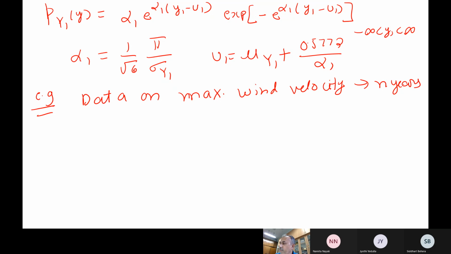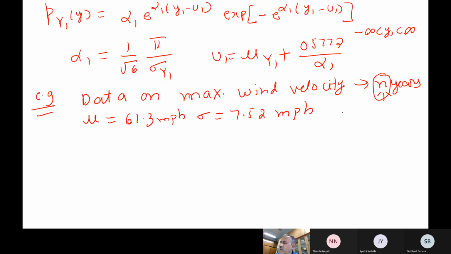This data has been compiled for n years, and the mean and standard deviation of the maximum wind speed are 61.3 and 7.52 miles per hour, or whatever the units are. So these are the data sets. Somebody has collected the maximum wind speed, and the mean value and standard deviation have been estimated. This has been done for n years.